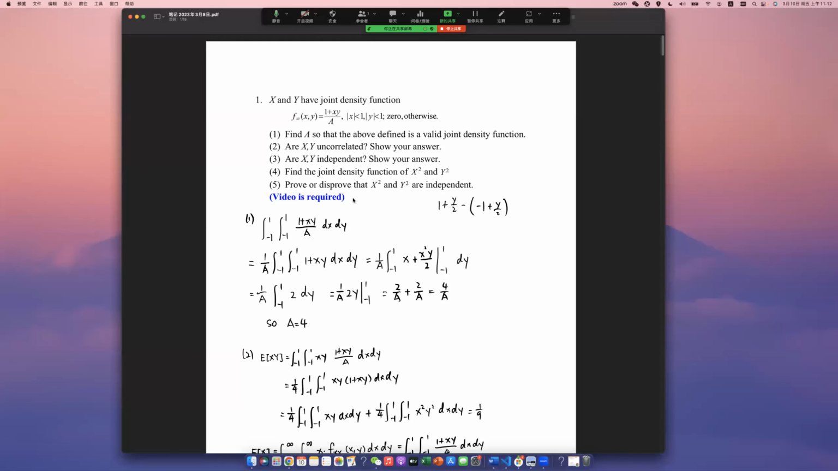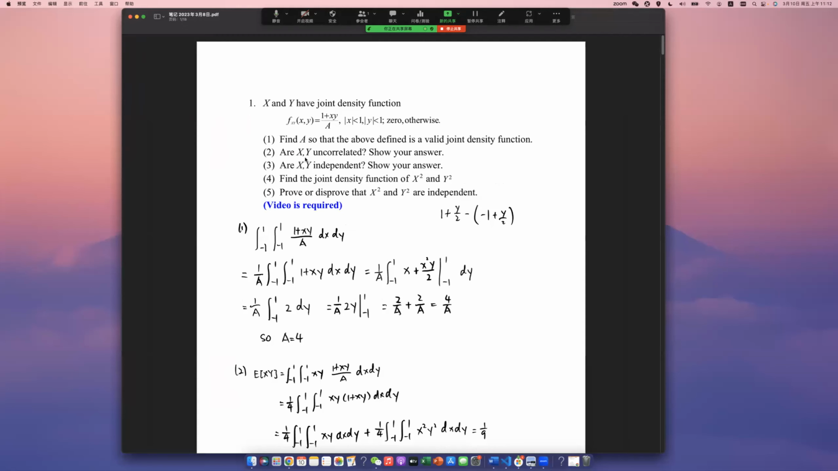Okay, so the first question has five small parts. For the first one, it asks for a valid a, so that the joint density function is valid. We know that the integral of f(x,y) should equal 1, so we can write the integral from -1 to 1, from -1 to 1 of (1 + xy)/a dx dy equals 1. We just need to solve this equation to get a.